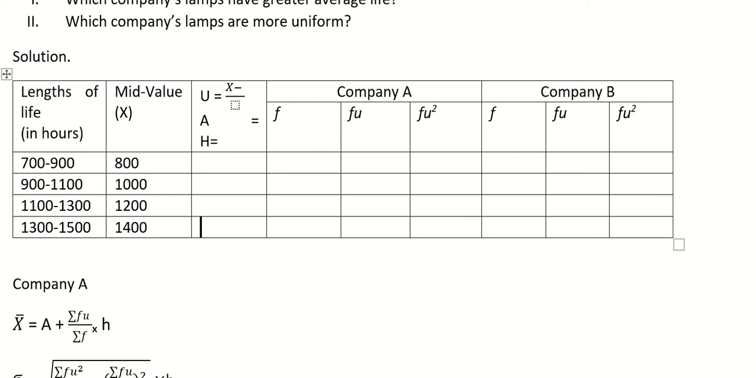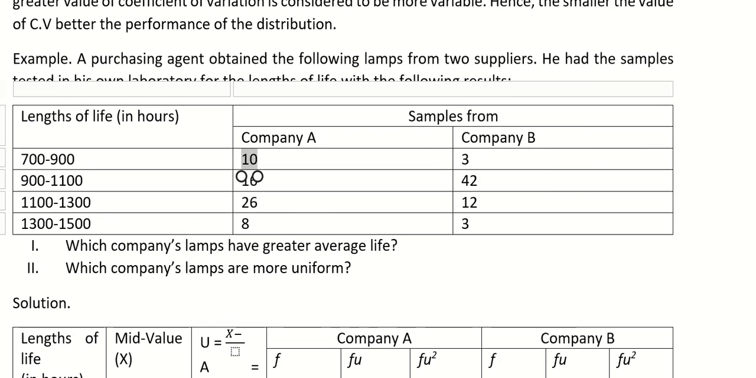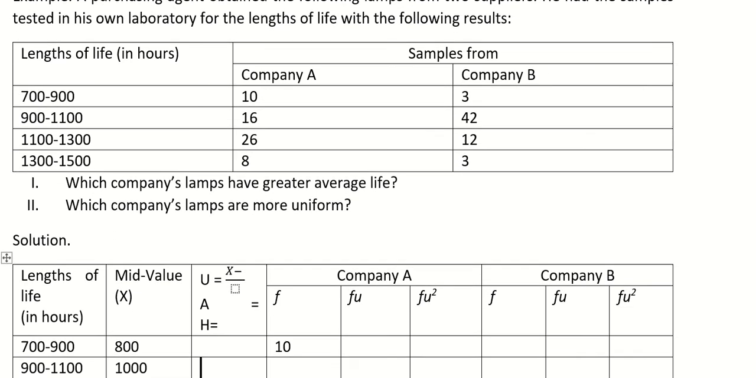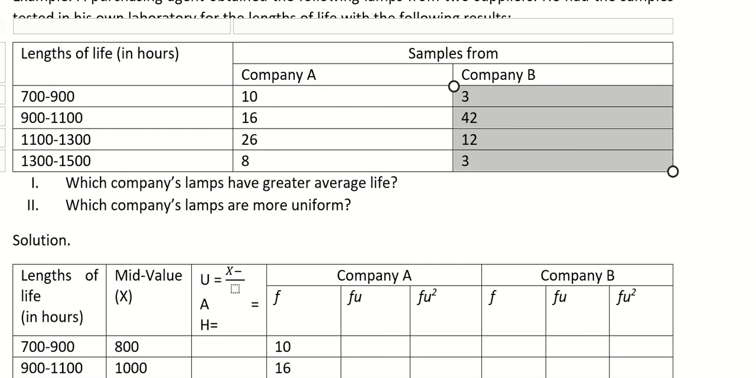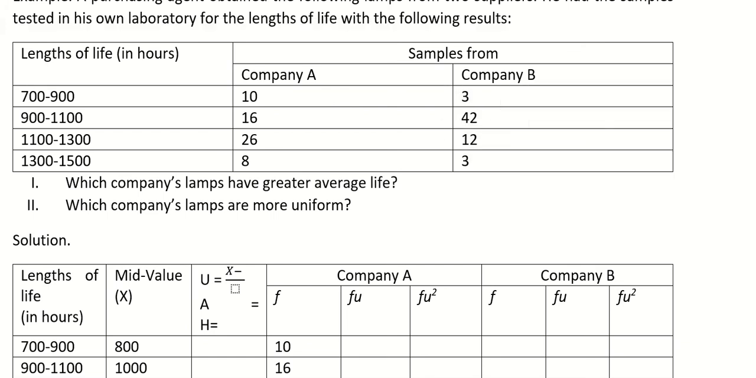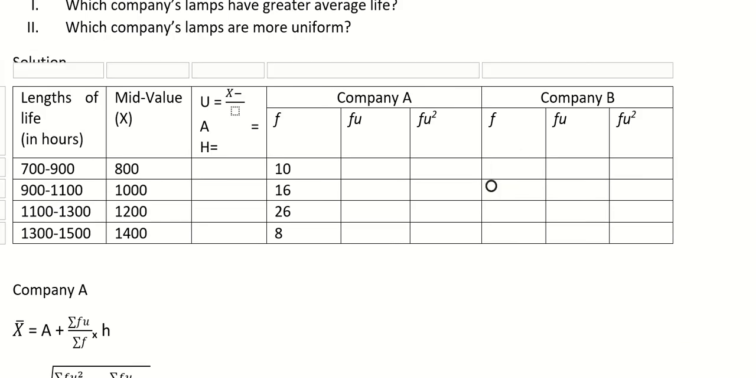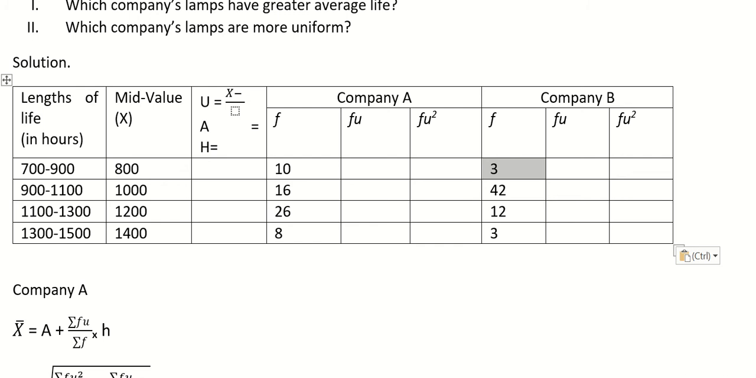Now what we have to do here is calculate the mean first. To calculate the mean, first I will write the frequency. So the frequency is 10. I'm writing this frequency, this one. Okay, I'll just copy paste it, it becomes easier. And this is the frequency of company B's bulbs. So I will copy paste it here like this, right?